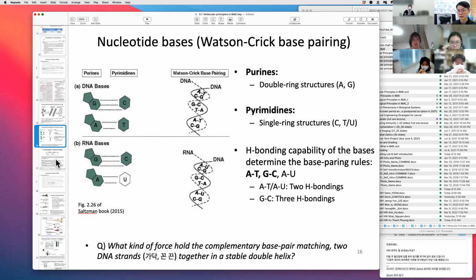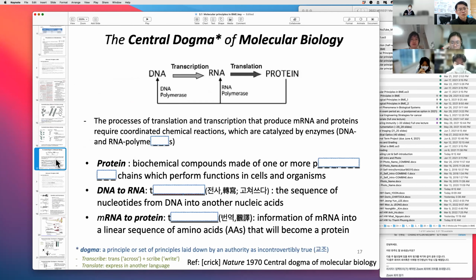Then let's move on to the last topic of this section, called the central dogma of molecular biology. So we ask ourselves the question: we are made out of a blueprint of DNA, but our body is made out of multiple structures, including protein, which is very, very important. How are our proteins, enzymes or structural proteins, made from the blueprint? That's an important question to ask, right?